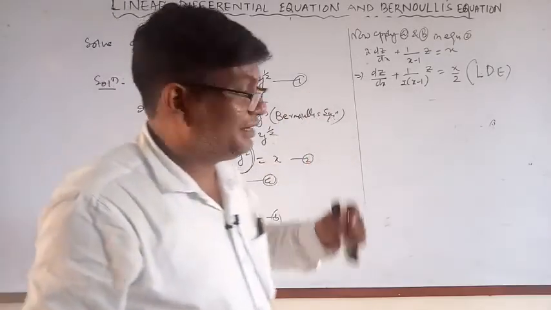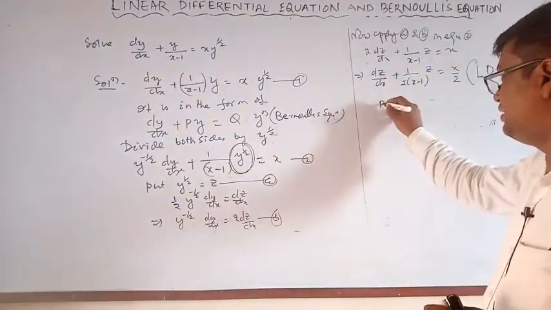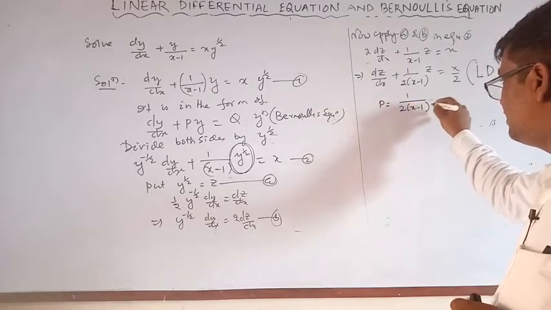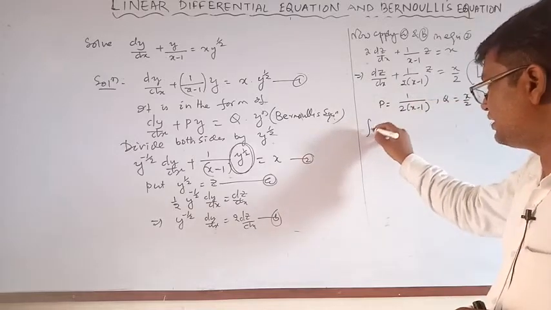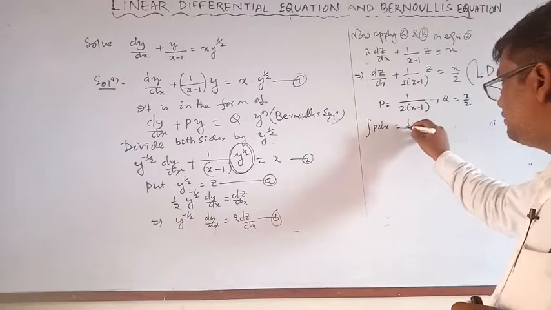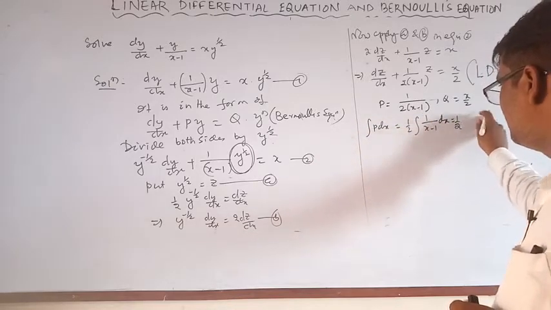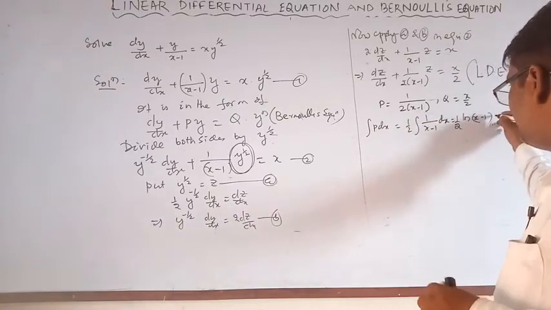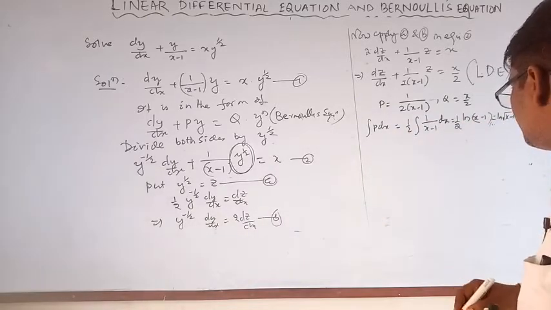Now this is a linear differential equation. So here P is equal to 1 by 2 into x minus 1, and Q is equal to x by 2. So find the integral of P dx. Now P dx is 1 by 2 into 1 by x minus 1 into dx. So it is 1 by 2 log of x minus 1, that is log of root over x minus 1.